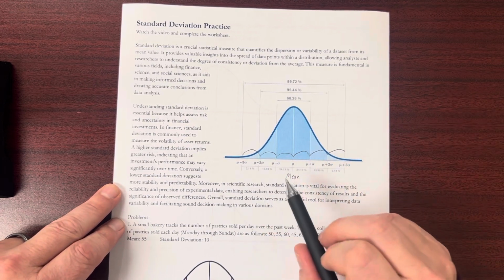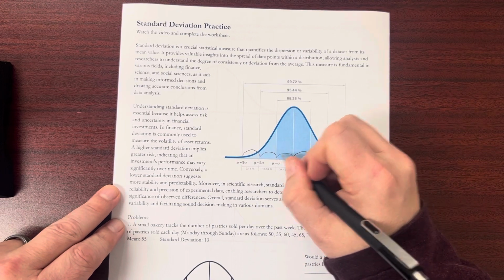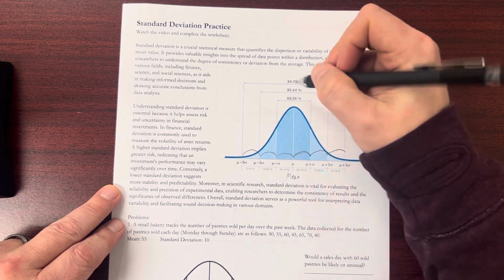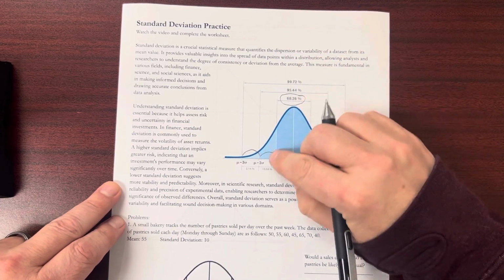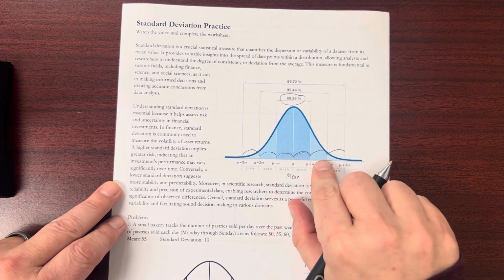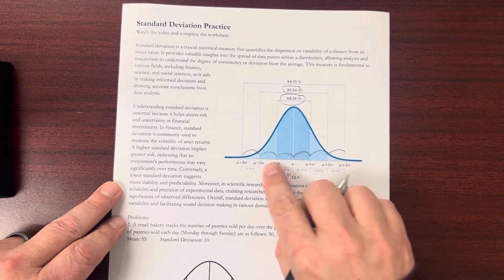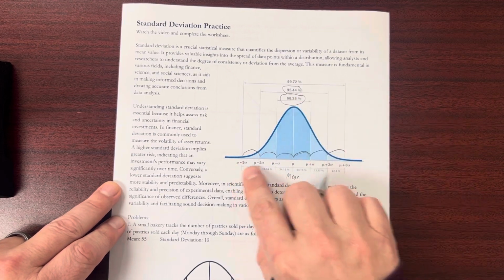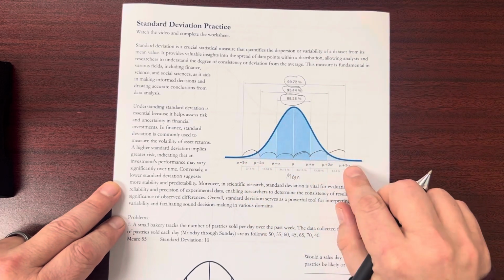What the standard deviation is, though, if we talk about one standard deviation away from the mean, 68% of your data will fall within here. Two standard deviations, and that's 95% of your data. And then three standard deviations is going to be 99% of your data.